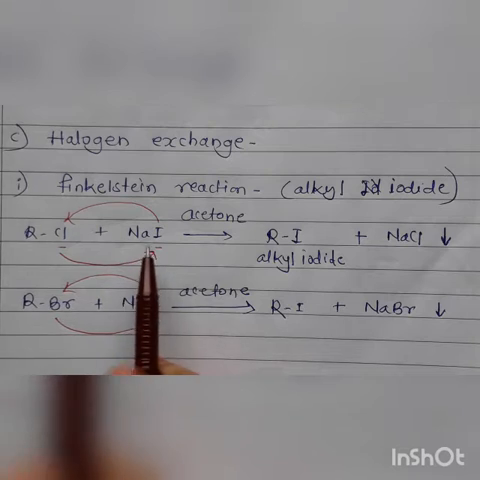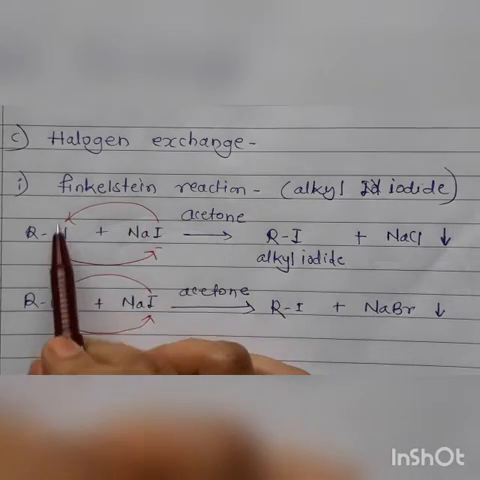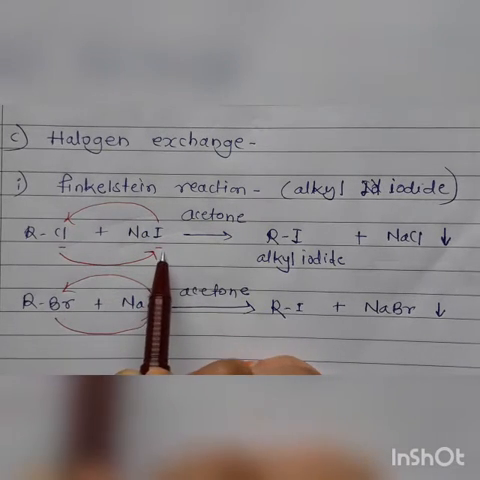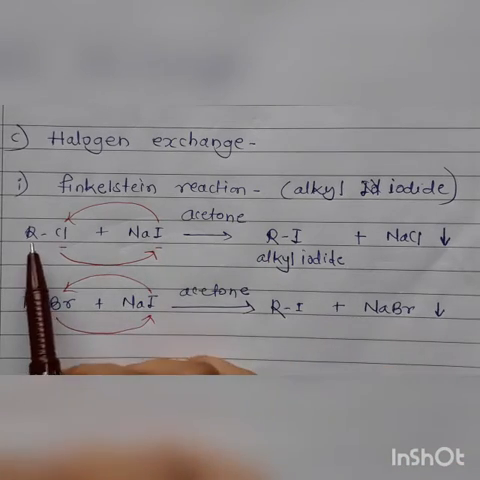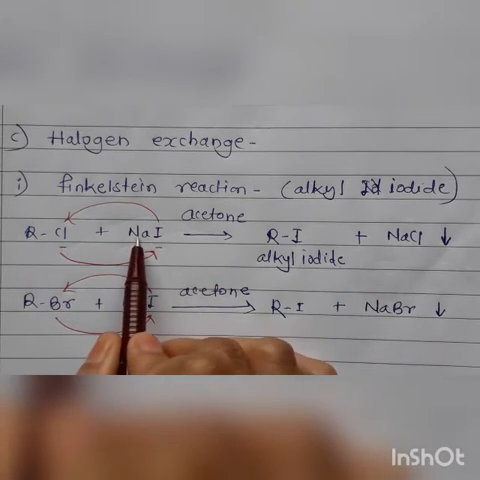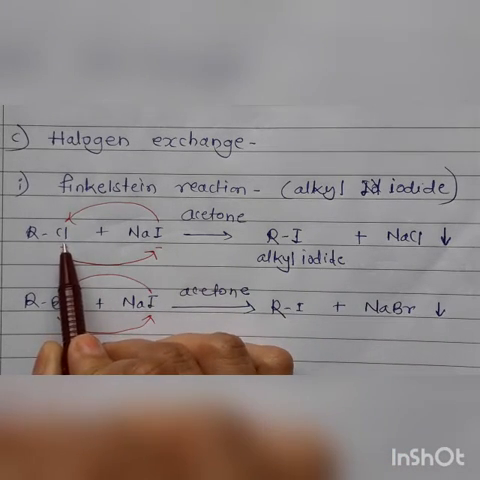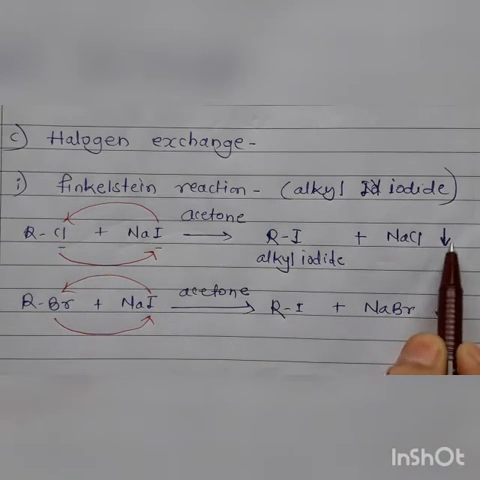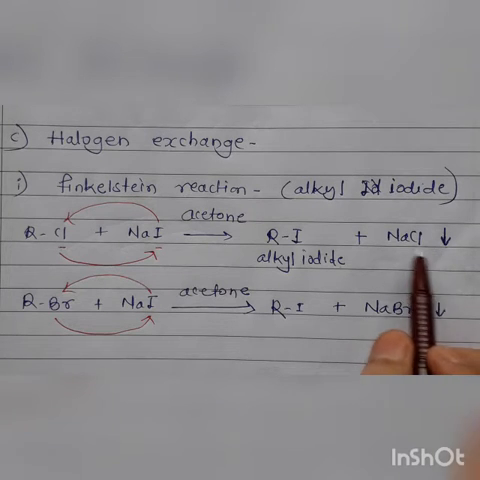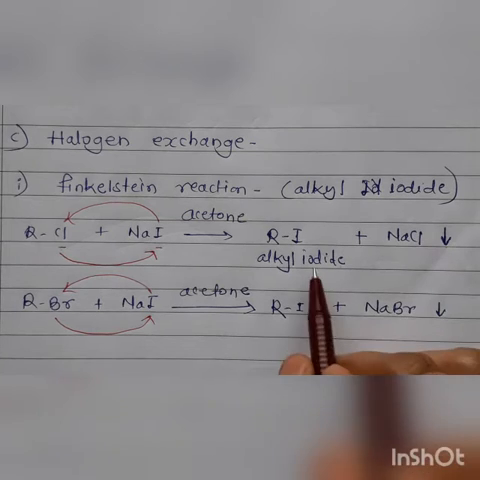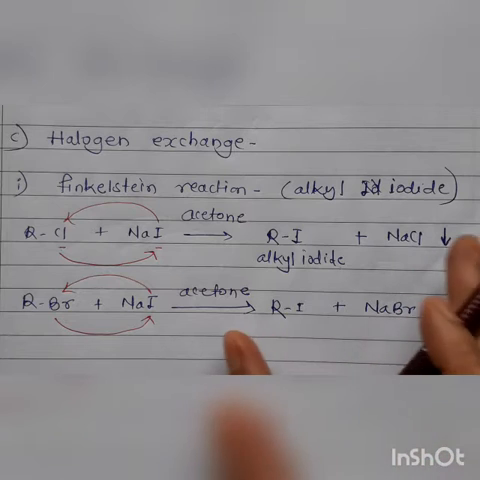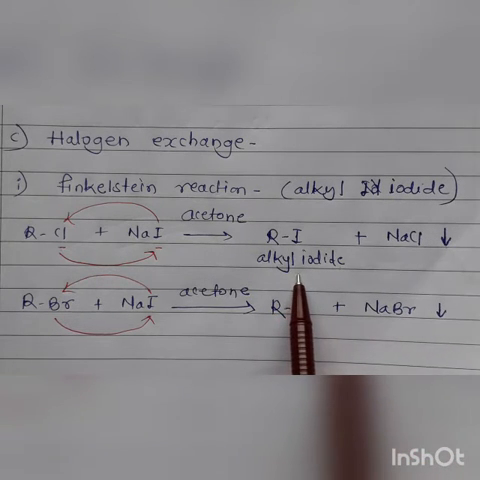So see what will happen here. Iodine will take the place of chlorine, or we can say chlorine will be replaced by iodine and iodine will be replaced by chlorine. So see the product: RI means alkyl iodide, plus this sodium will combine with the chloride ion and a precipitate of sodium chloride will form. This downward arrow shows the formation of a precipitate. So NaCl precipitate will form along with alkyl iodide, a mixture will form. Then this mixture of alkyl iodide and sodium chloride will be separated and we get alkyl iodide.